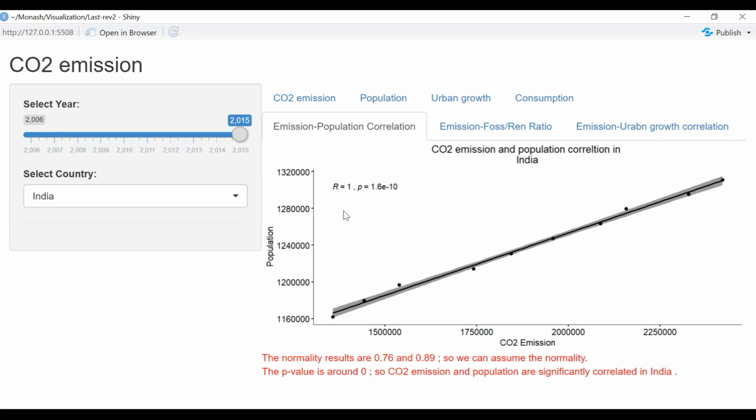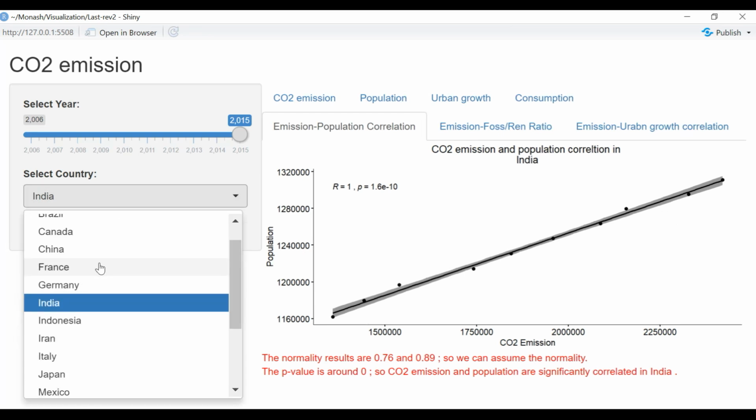So now we're looking at India and the correlation between population and carbon dioxide emission. It's saying that yes, there is a normality, so we can actually rely on the results from the correlations. There is a significant correlation between population and carbon dioxide emission. It means that with the increase in the population, there is an increase in the carbon dioxide emission.